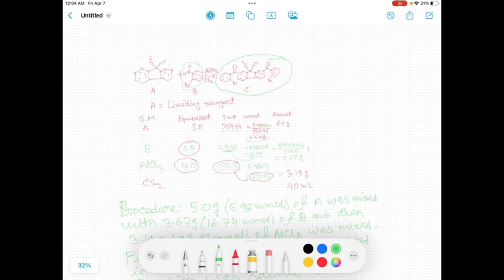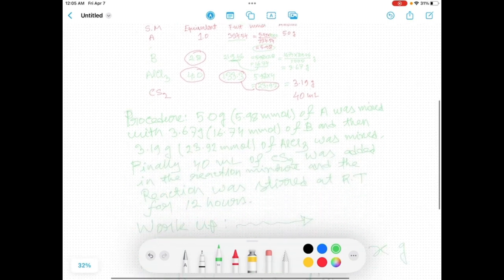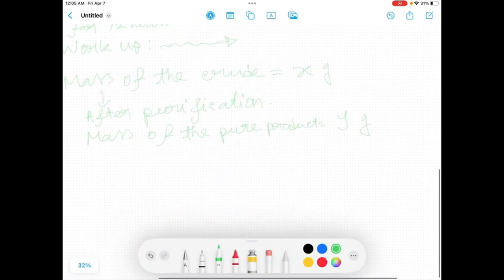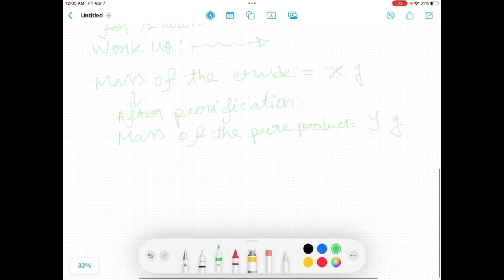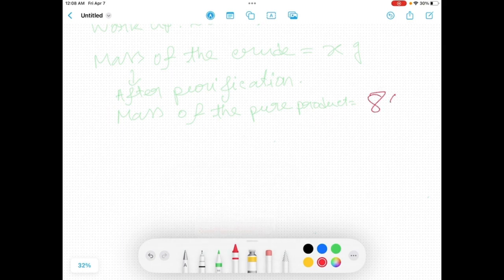So you need to know the molecular mass of this product, because to calculate the yield, you need to know the molecular weight of this product. So it is like 705.54. Now from this, if you get the pure product as y gram, you can calculate the percent yield. So 8 gram.